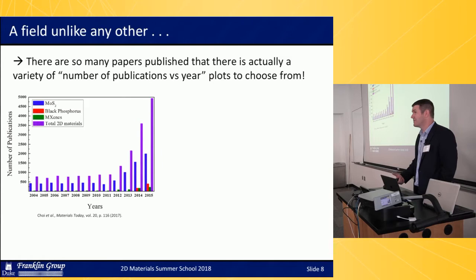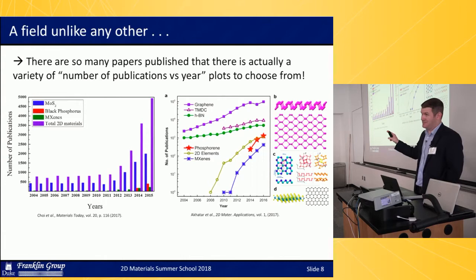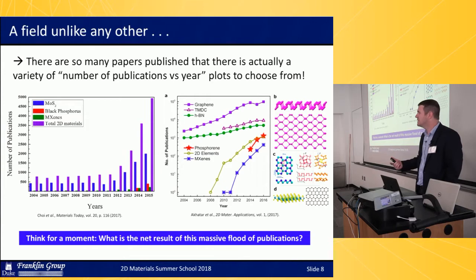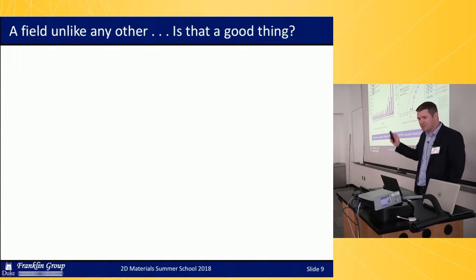5,000 papers, okay? Secondly, someone said, you know what, forget this, we need a log scale. You simply cannot properly represent the total publications on a linear axis. And so they break it down by material and still have to show log scale to represent properly the growth that's occurred in some of the areas, such as MXenes down here in the bottom right. So really, think for a moment about what the implications are. What is the net result of a massive flood of publications in a specific space? So here's another way to think about it in asking that question about, is it a good thing?